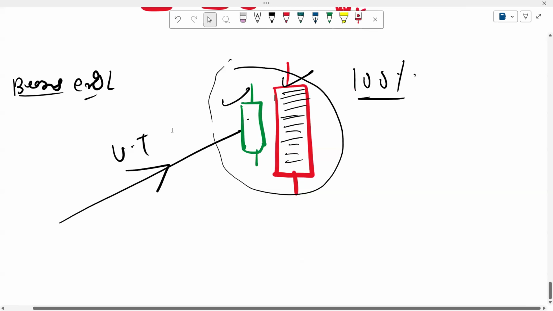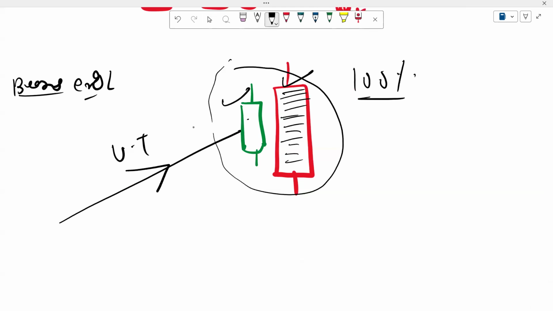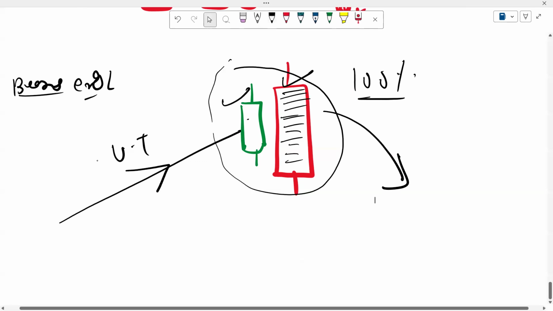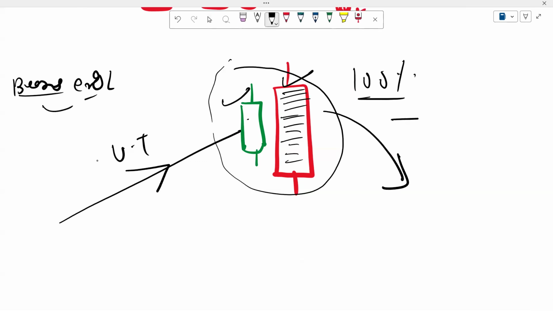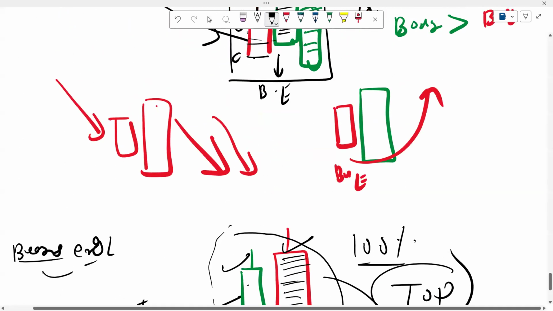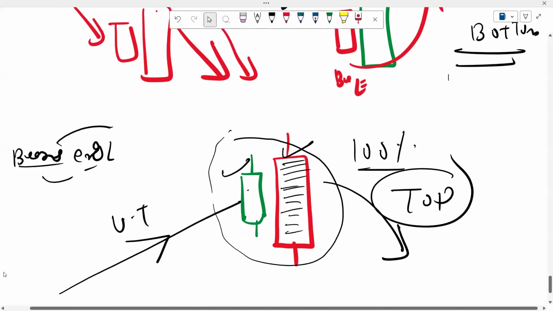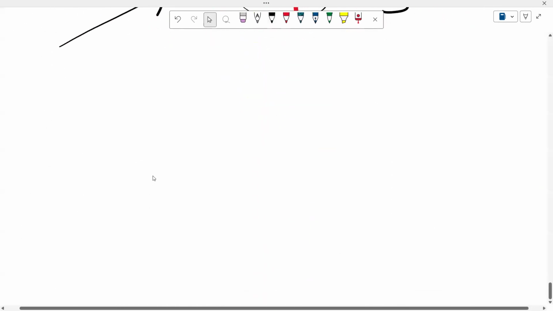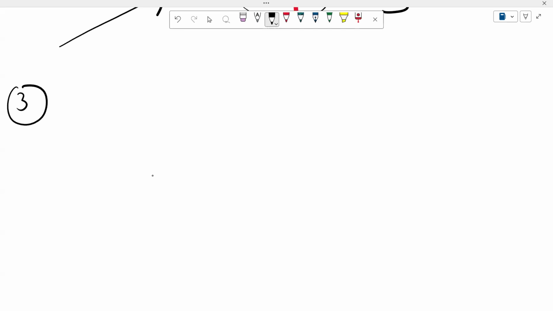We'll see on the chart also and identify when this bullish engulfing and bearish engulfing form. Are you getting me right? Bearish engulfing will always form on the top, and the bullish engulfing pattern will form on the bottom of the market. Now we have seen the double candlestick chart pattern. Let's see the triple candlestick chart pattern.